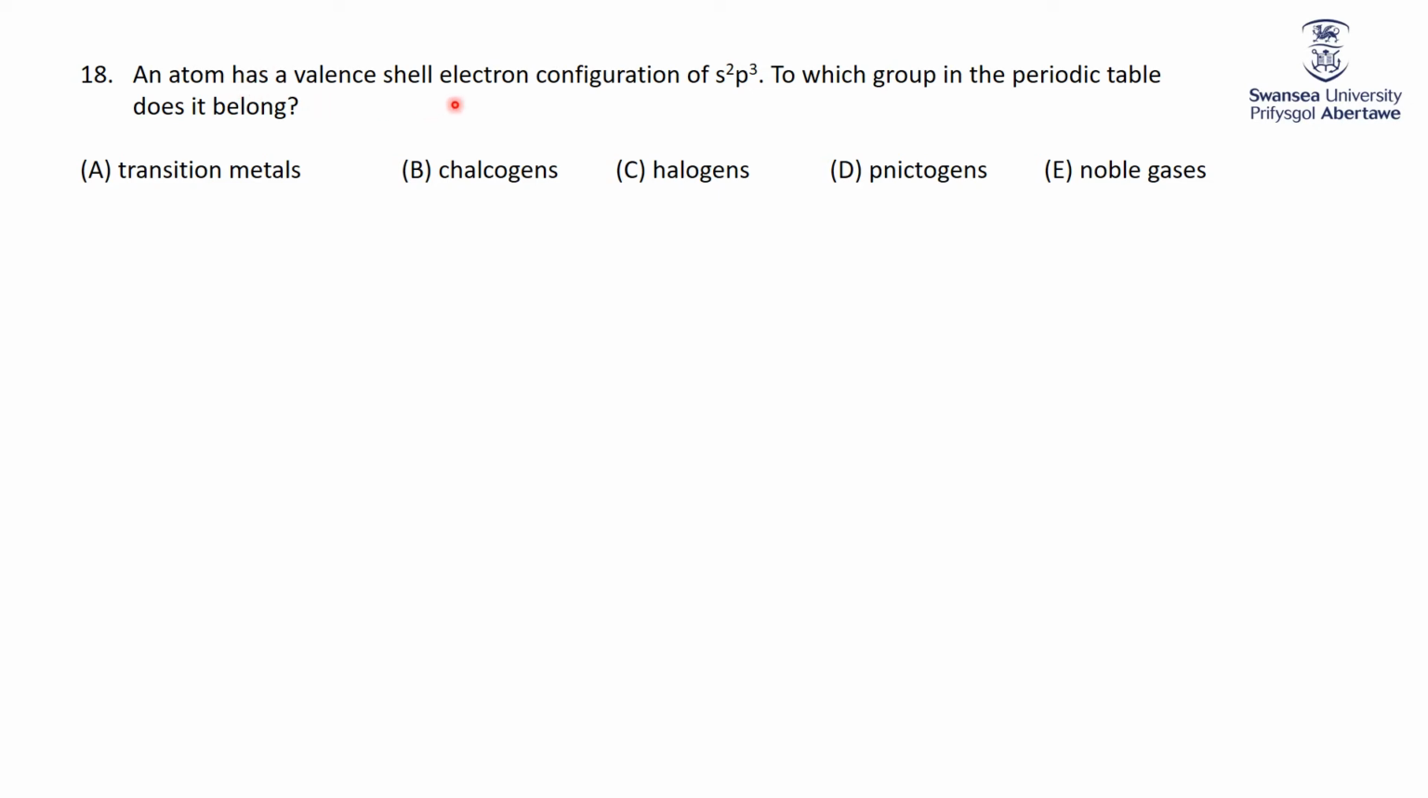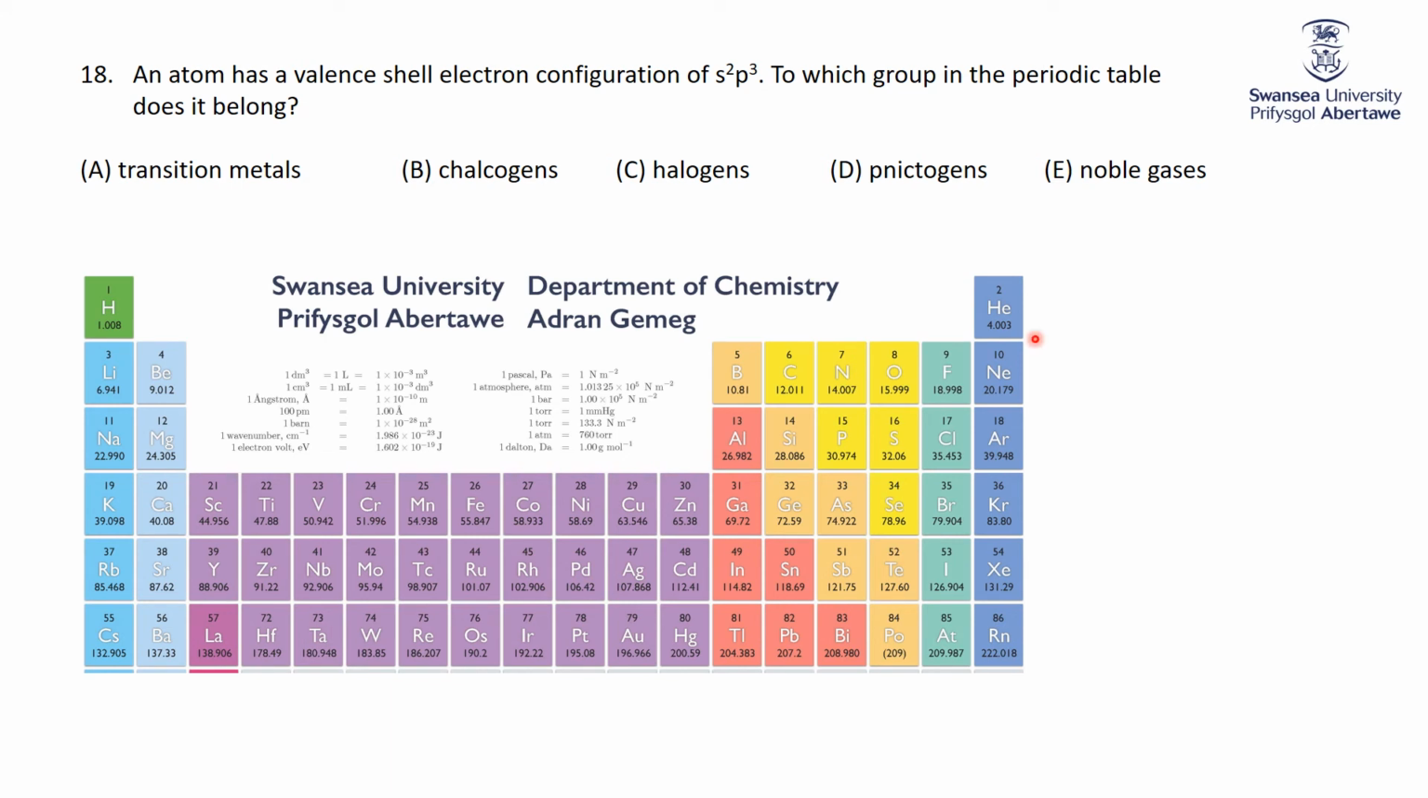An atom has a valence shell configuration of s2p3. To which group does it belong? Well, here's our periodic table. There's s2, p3: 1, 2, 3, so it's going to be right there. Which group is that? That is the pnictogens, one of those you don't need to know for A-level, but it's nice to know because it's a good word.